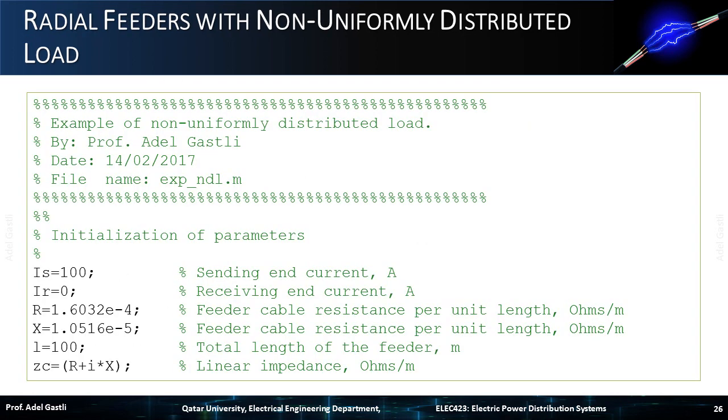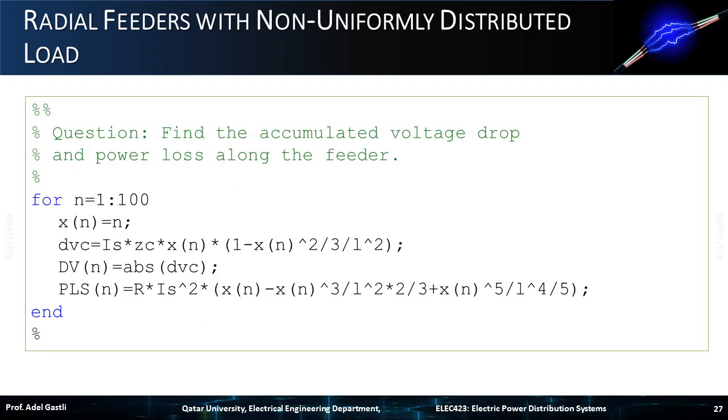This is a copy of the developed MATLAB script. When we write any script, we usually start by defining the objectives of the script, who developed it and when it was developed. Also, we add the name of the file where this MATLAB script is saved. Then, we start by defining and initializing the parameters which are given in the problem. Then, we need to develop the script that implements the previous two equations and calculate the accumulated voltage drop and power loss along the feeder, for different values of distance x.